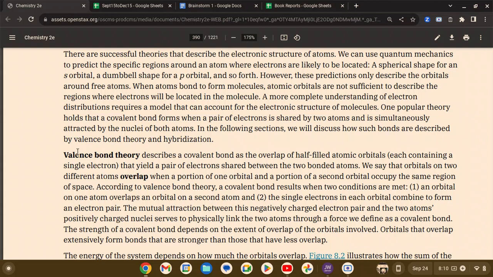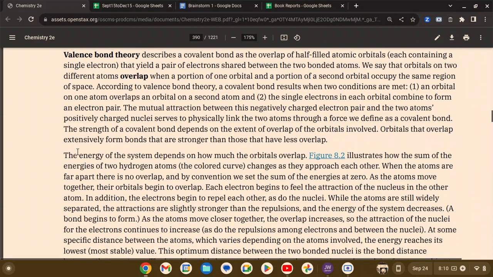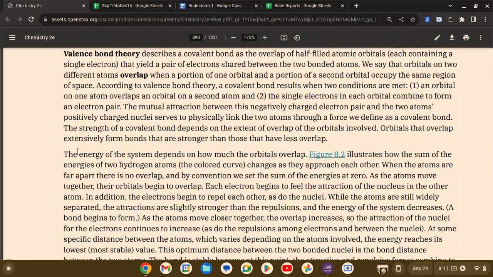One popular theory holds that a covalent bond forms when a pair of electrons is shared by two atoms and is simultaneously attracted by the nuclei of both atoms. In the following sections, we will discuss how such bonds are described by valence bond theory and hybridization. Valence bond theory describes a covalent bond as the overlap of half-filled atomic orbitals, each containing a single electron, that yield a pair of electrons shared between the two bonded atoms. We say that orbitals on two different atoms overlap when a portion of one orbital and a portion of the second orbital occupy the same region of space.